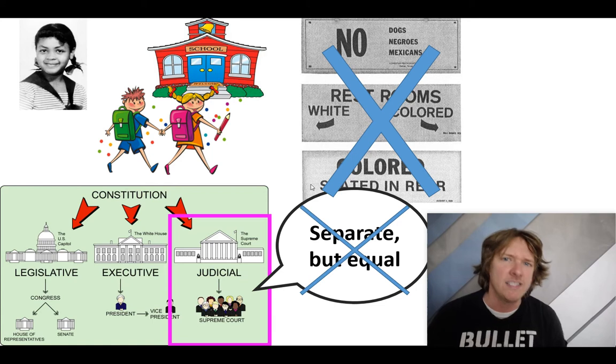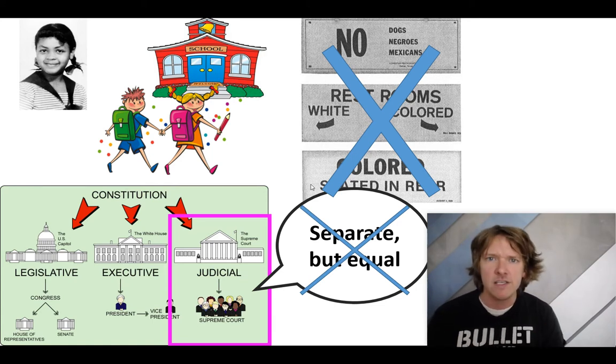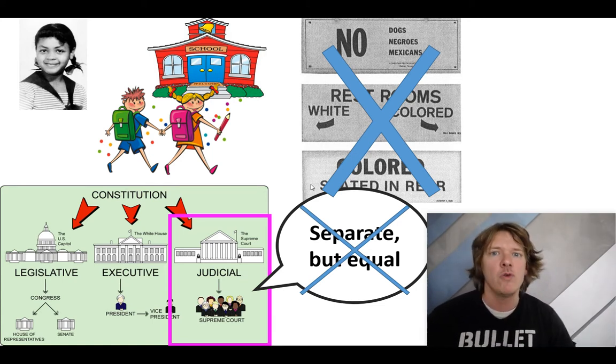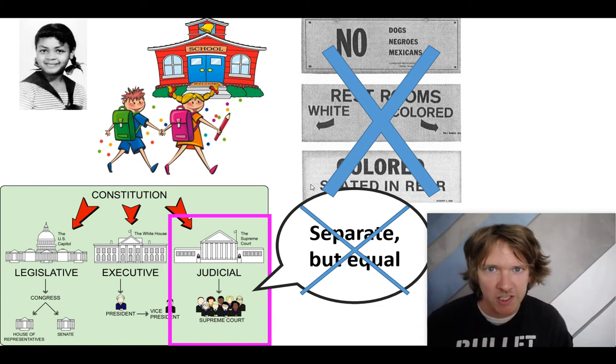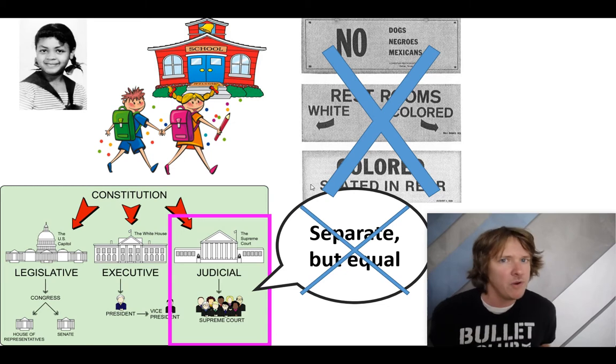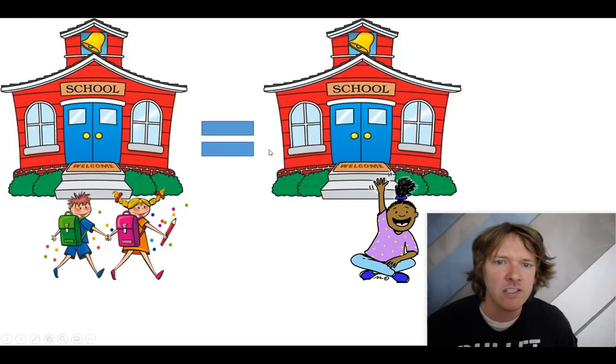Separate but equal, it's not cool. The 14th Amendment says that the states must protect everyone and treat everyone equally, and we are not treating Linda Brown, we are not treating these students equally by forcing them to go to a Black school. Separate but equal doesn't add up. Here's how the reasoning works.